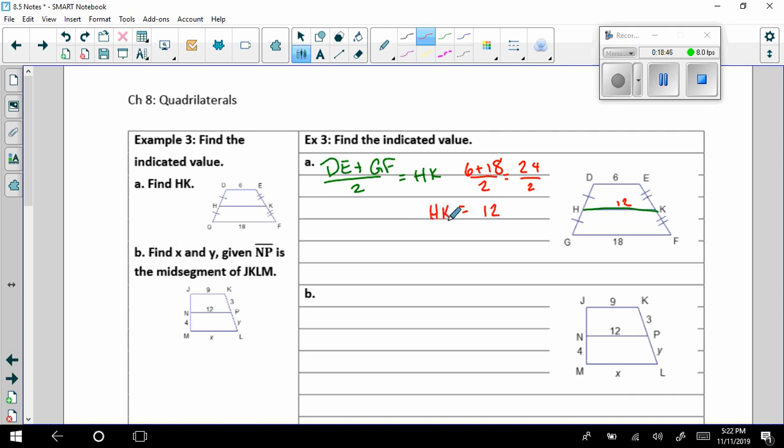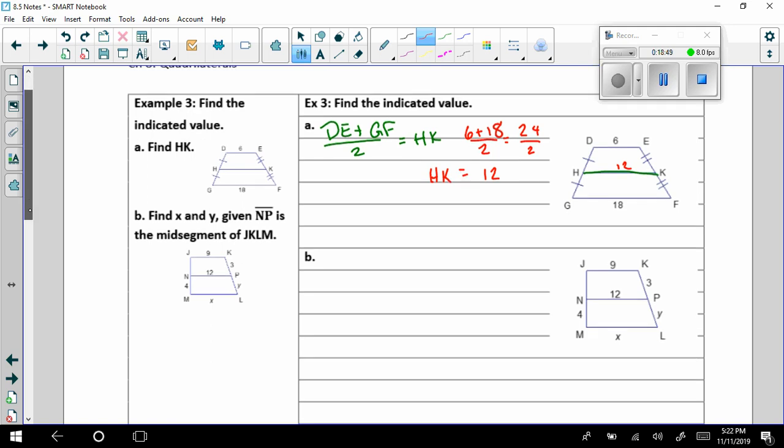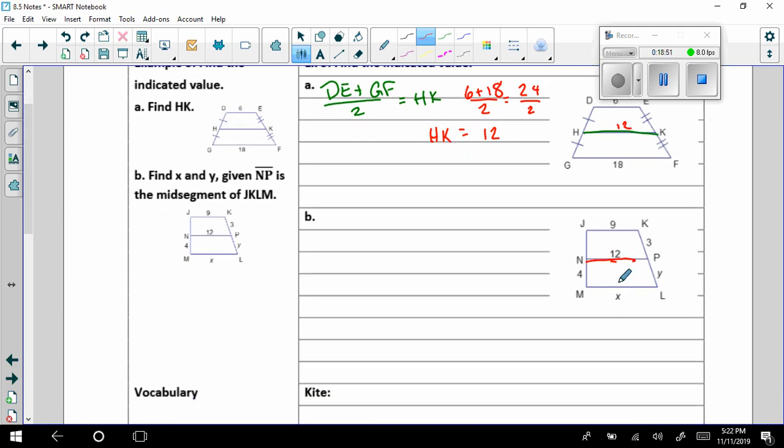All right. And again, being able to work either direction. So to find x here, we're using our bases because it's a midsegment. When I add my bases together, it doesn't matter which one's base 1 and base 2, and divide it by 2, I should get 12. In order to solve for this, I'm going to multiply by 2. So I get 9 plus x is 24, and then subtract 9. So x equals 15.